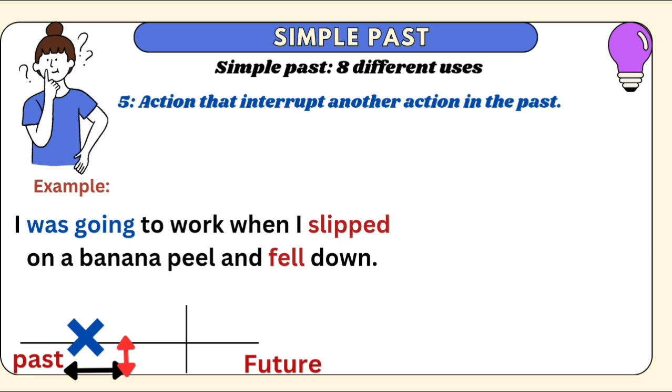So the long action is ing, but the short action is slipped. It's very quick. Slipping on a banana peel takes only like 1 second and boom, I fell down. And you see that the two short actions, slipped and fell, are both in the simple past because these two actions are interrupting the long action of going to work.